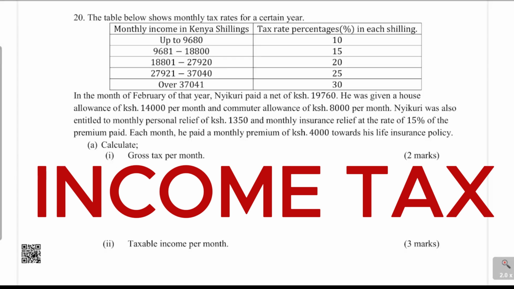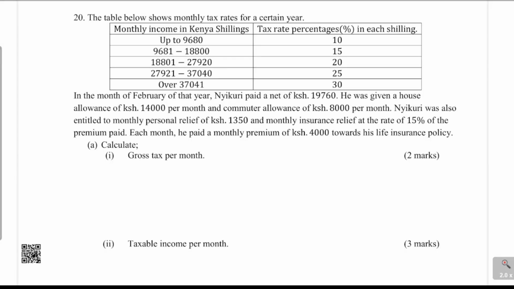The table below shows the monthly tax rates for a certain year. Monthly income in Kenya shillings. The tax rate is in percentage in each shilling. So the table is there.